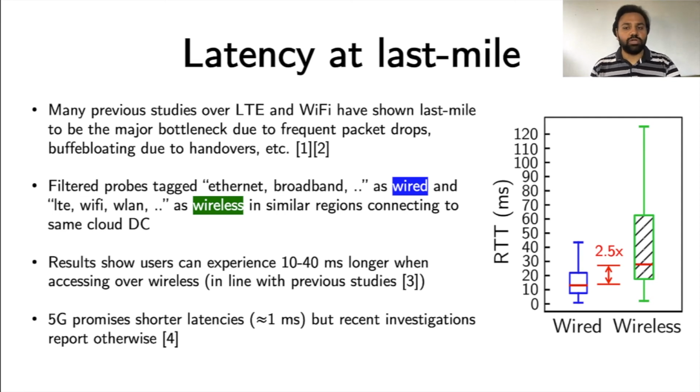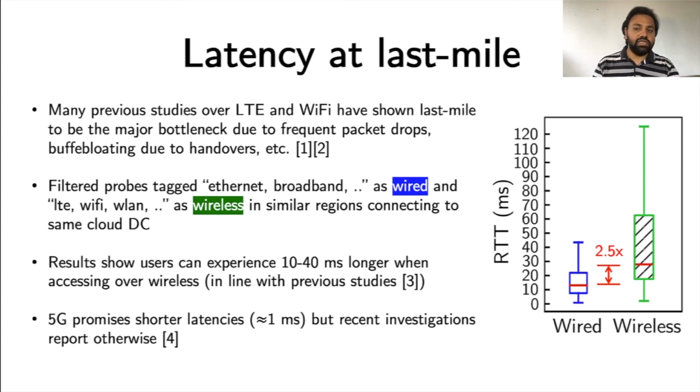Further, we filter out probes that were deployed in similar regions for both sets and plot their latencies to the closest data centers. It is evident from the box plot that the probes tagged as wireless perform considerably worse than their wired counterparts, often taking 2.5 times longer to access the nearest cloud region. Our result is in line with previous measurements on this topic that show that users can experience approximately 10 to 40 milliseconds of added latency when using a wireless last mile.